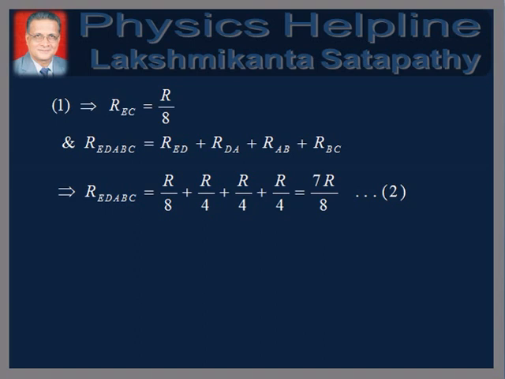is equal to the series combination of resistances of ED, DA, AB and BC. Therefore, REDABC is equal to RED plus RDA plus RAB plus RBC, which is equal to 7R by 8.